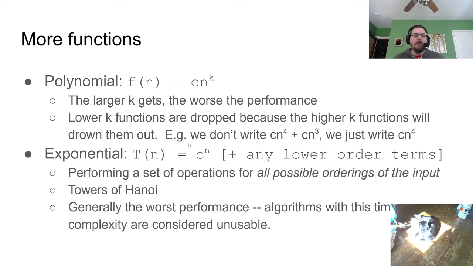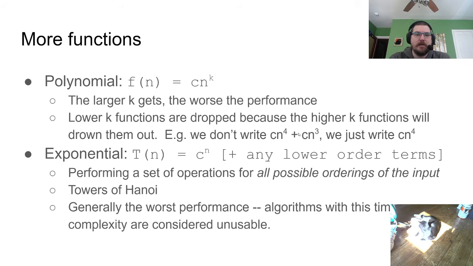Alright, so that's quadratic. So polynomial is just kind of stacking on that, right? If for each element in the list I'm doing n squared operations, then I have an n cubed time thing. And then exponential is when you're trying to consider basically every permutation of the input, all possible orderings of the input. That's when you get exponential time.